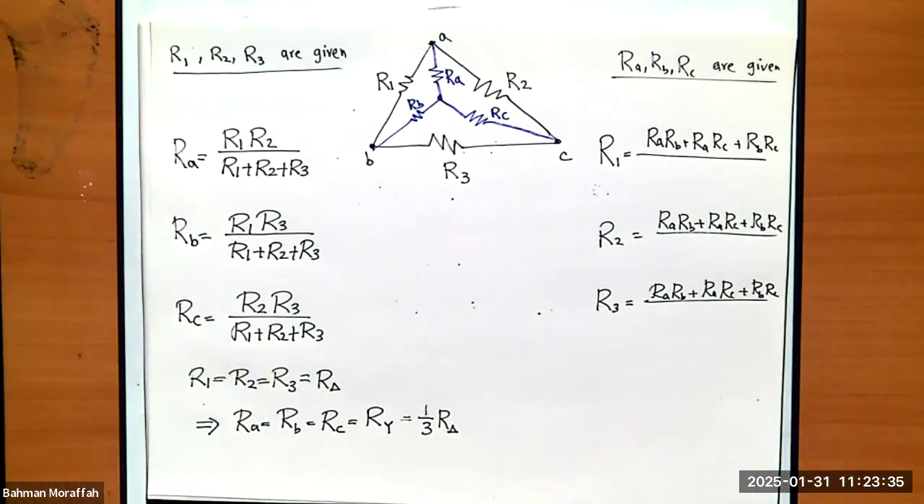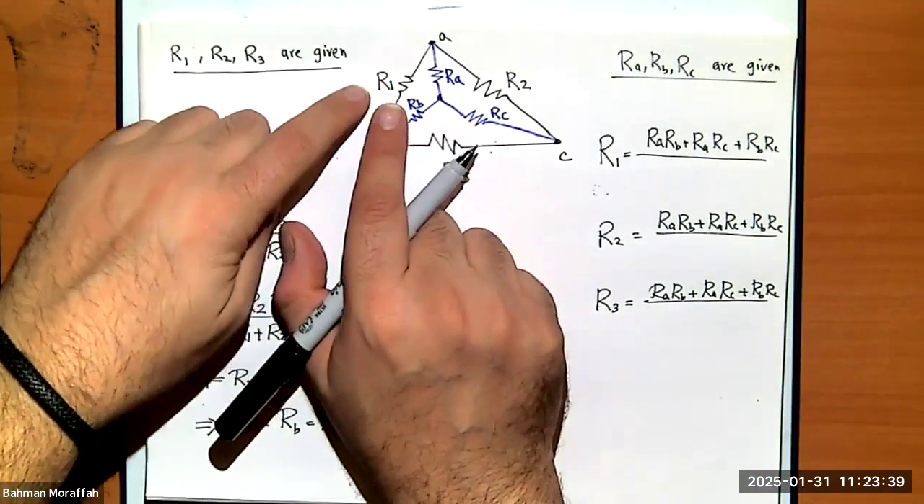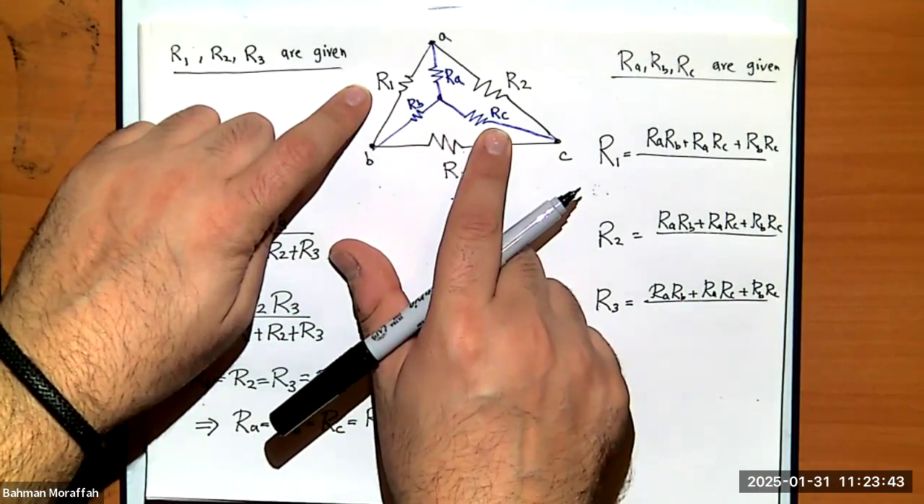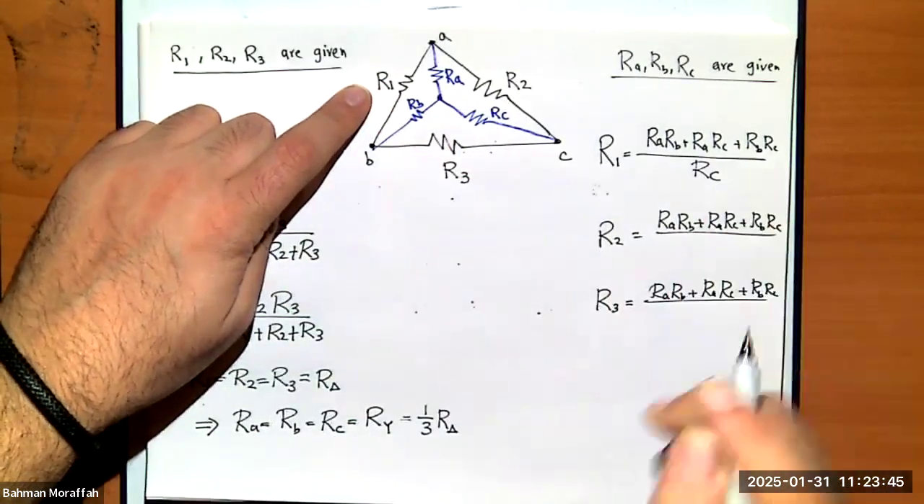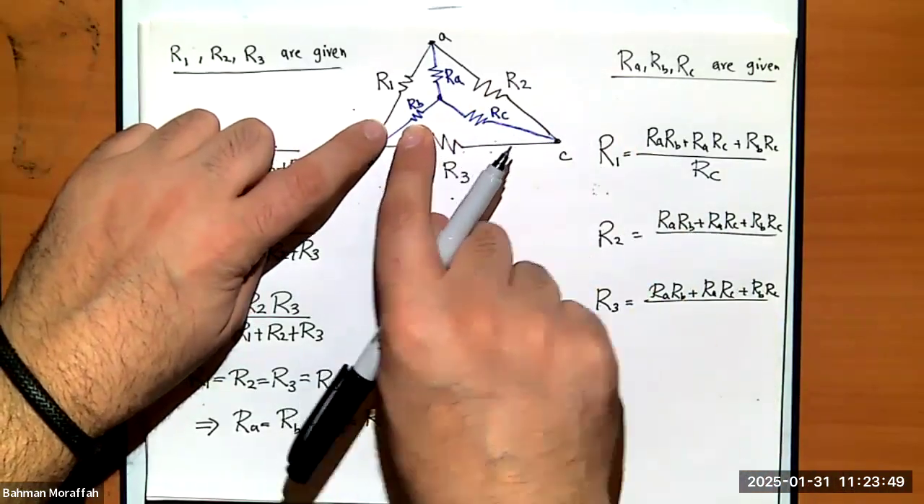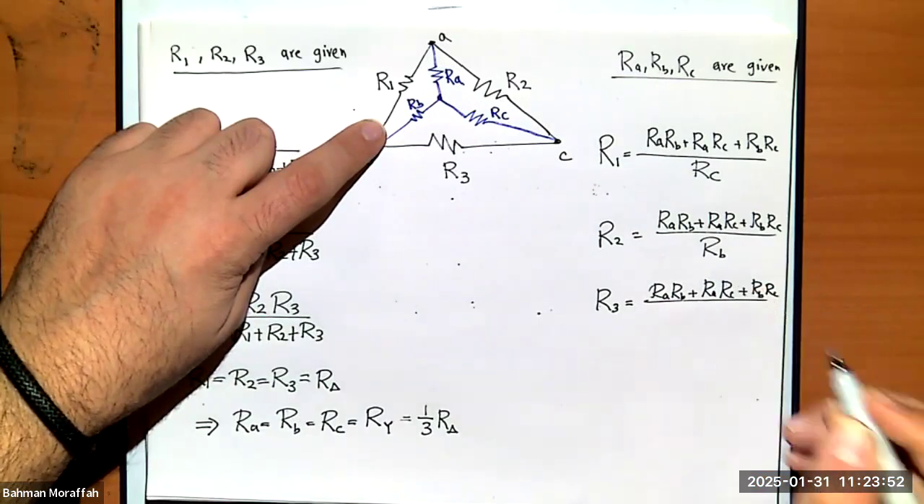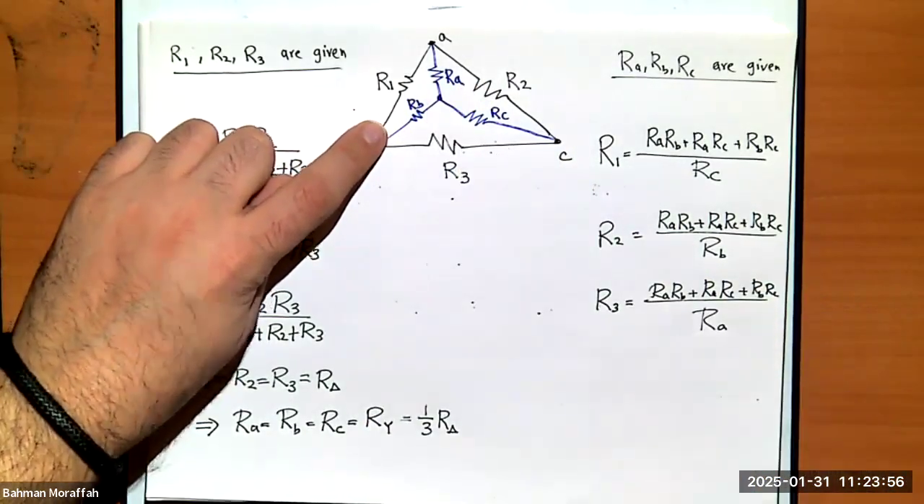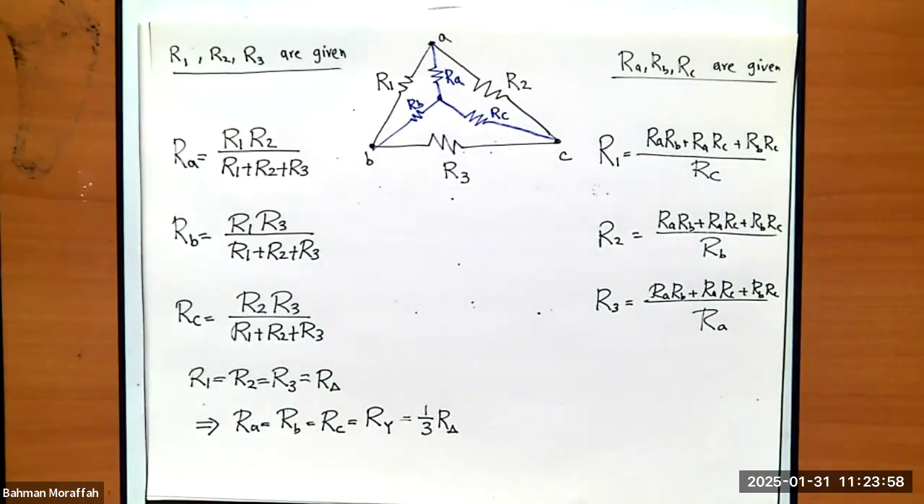To find the denominator, if I want to find R1, I have to see where R1 is looking at. It's looking at this RC over here. So I'm going to put this RC down here. For R2, R2 is looking at this RB. So it's going to go right here. And R3 is looking at this RA, so it's going to go down here. Right?